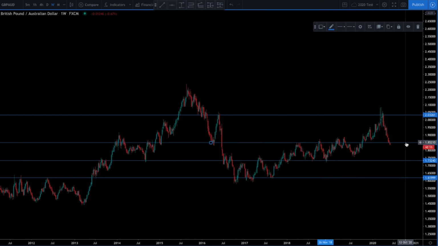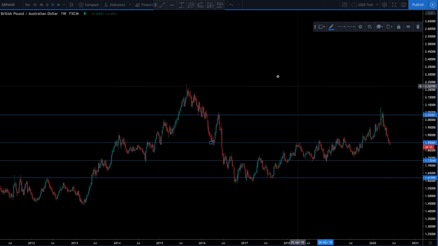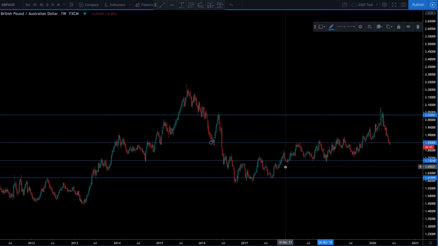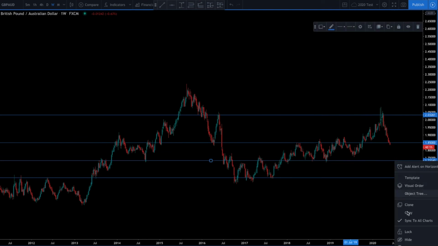So this 1.85, you can change it to exactly 1.85. And that is a good line. It's relevant to our price action right now. This line below it, we'll just call it 1.73.